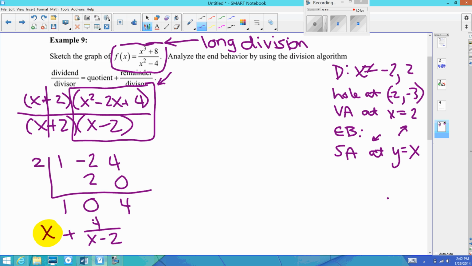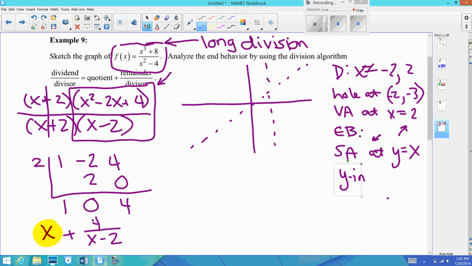So we could start to pull together some ideas of this graph. We have a vertical asymptote. We have a slant asymptote. All right, and now we could find some points, right? Y-intercept, that's an easy one. Plug in 0, and you get 4 over -2. Okay, 0, -2. We could take the derivative. Sure, why not? Let's see that.